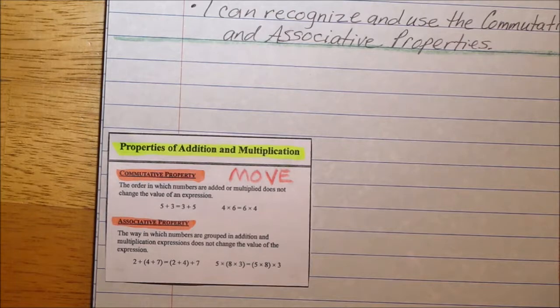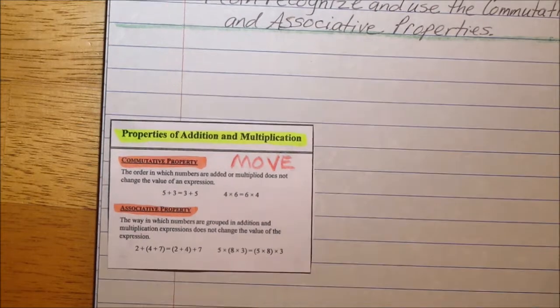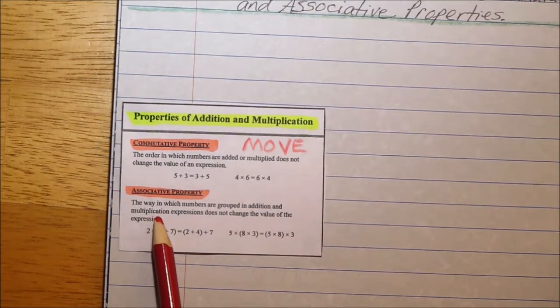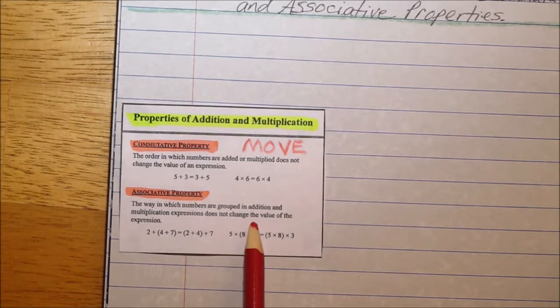When I commute from my home to my school where I work, that means I move from home to work. Commute means to move, and the commutative property means the numbers have moved, but the value hasn't changed, which is why we can only apply it to addition and multiplication. All right, now, down here, they're saying associative property. The way in which numbers are grouped in addition and multiplication expressions does not change the value of the expression.